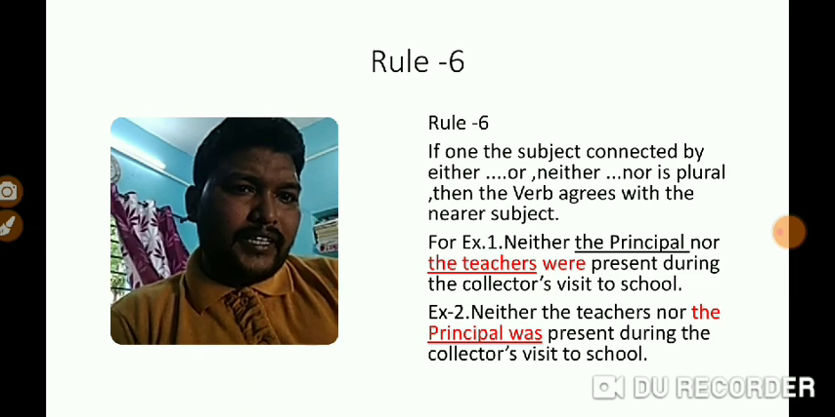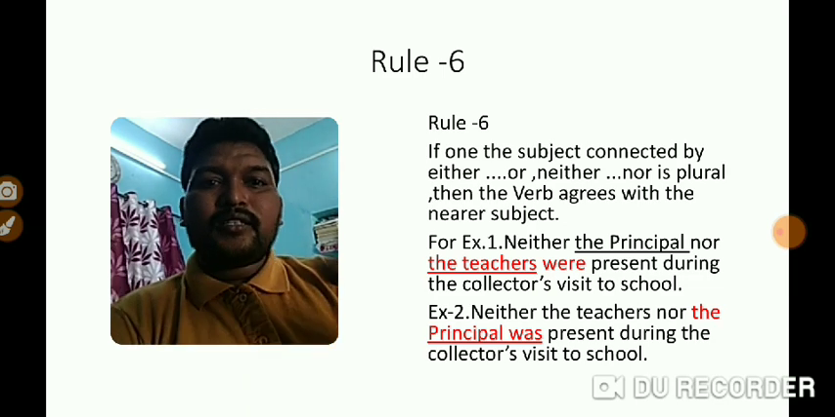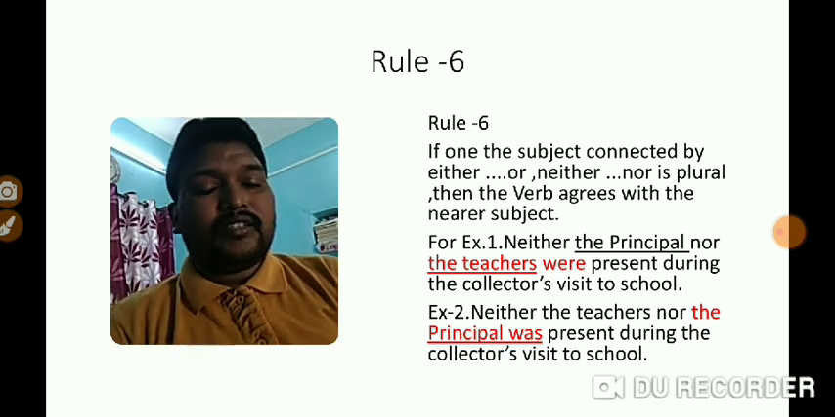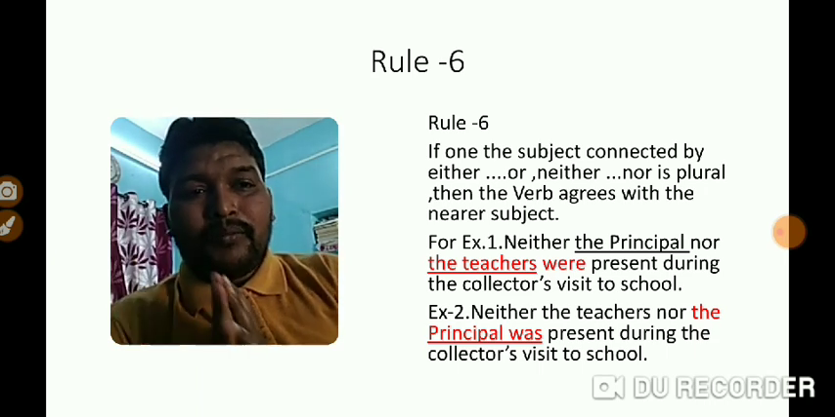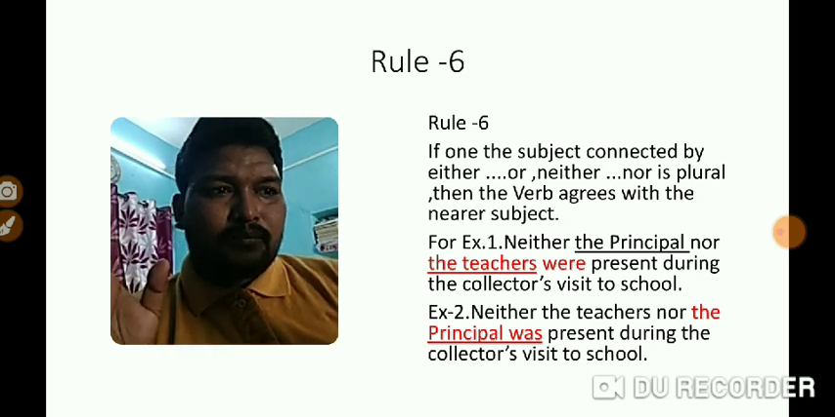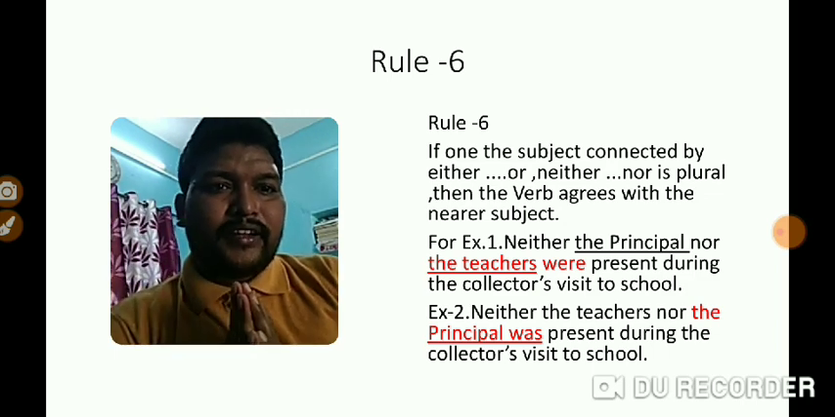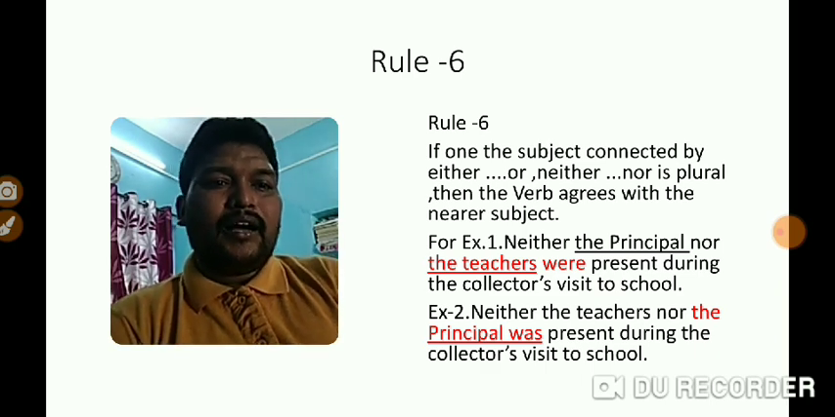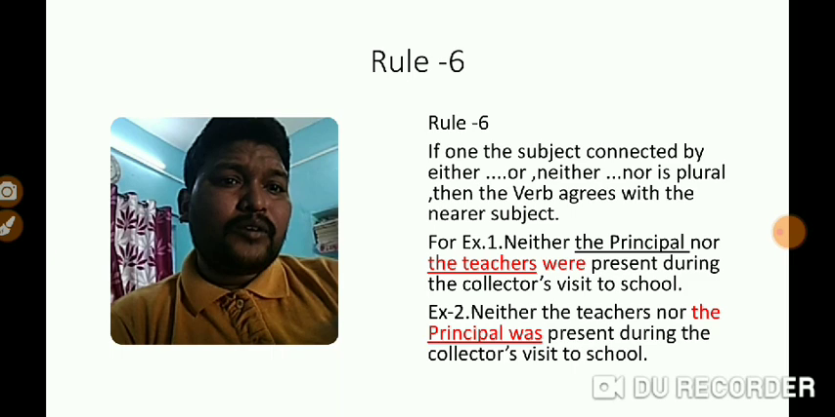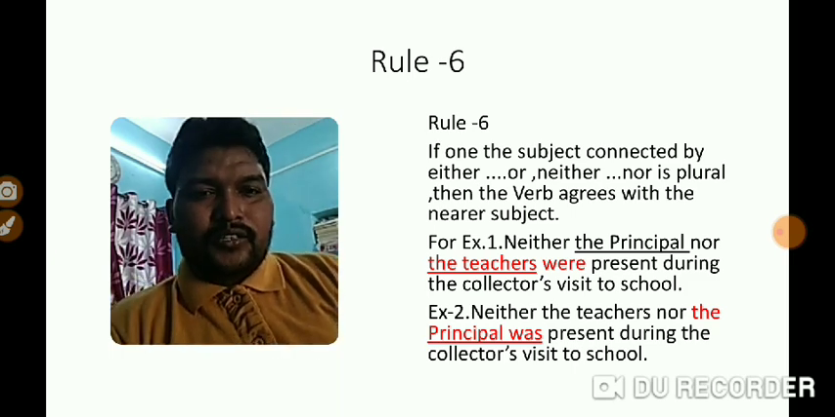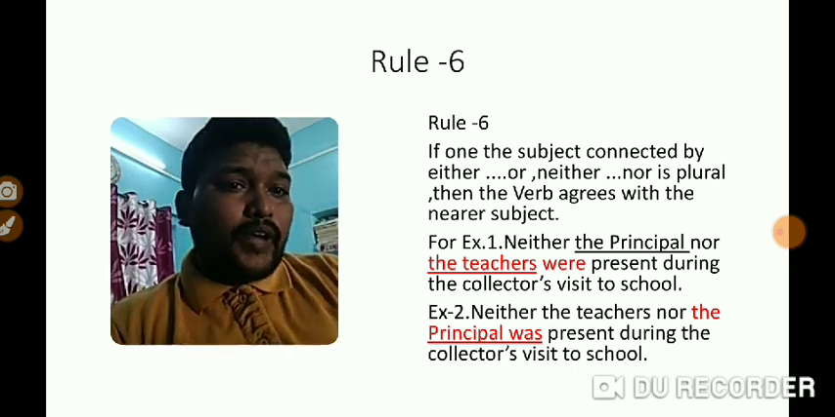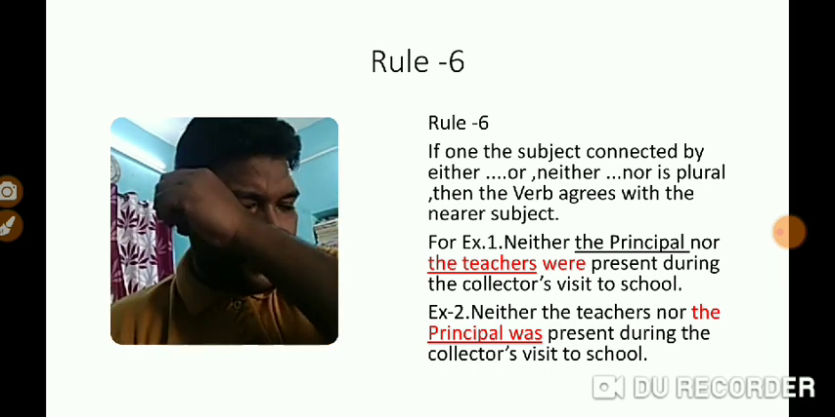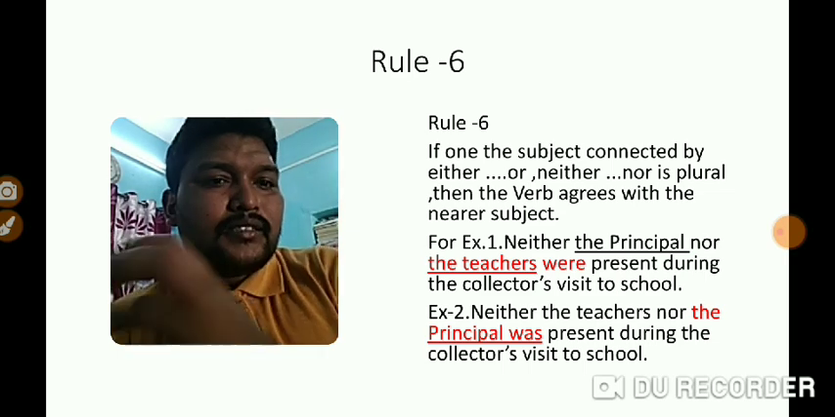What do you understand by teachers? Teachers is the plural form, meaning many teachers. Now here comes the problem. In rule number 5, we had two singular subjects connected by neither-nor or either-or. But in this particular case, we have one singular subject connected with a plural subject. So what would happen to the verb form? Would the verb agree with the first subject or with the second subject?